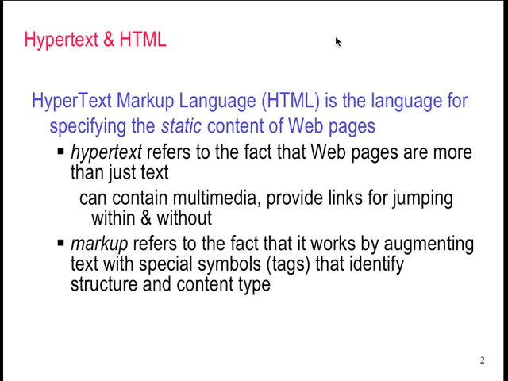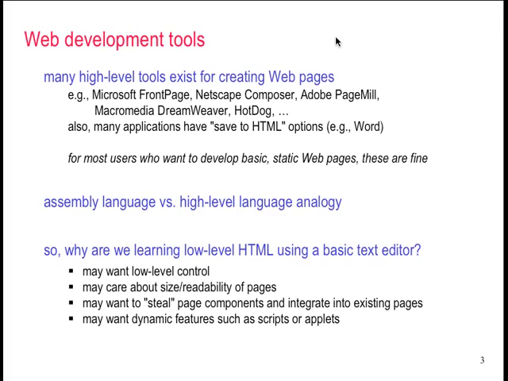Hypertext refers to the fact that the web pages are more than just text, that they contain multimedia and links, providing you with jumping from one page to another page, and give you more flexibility in terms of just static pages themselves. And the concept of markup, which we actually covered already in terms of what those tags are doing and what HTML is accomplishing. It refers to the fact that it works by augmenting the text with special tags, so that's the markup part of it, in terms of what it is we're trying to accomplish.